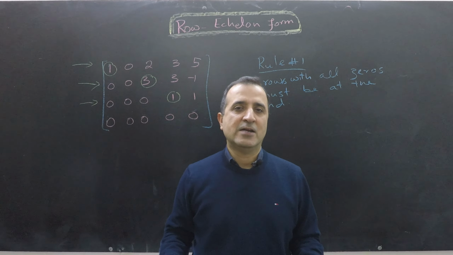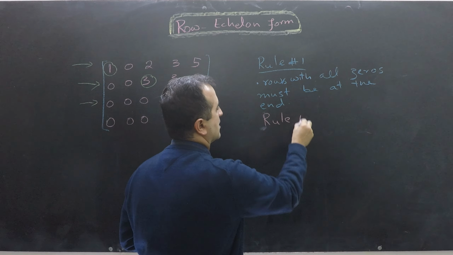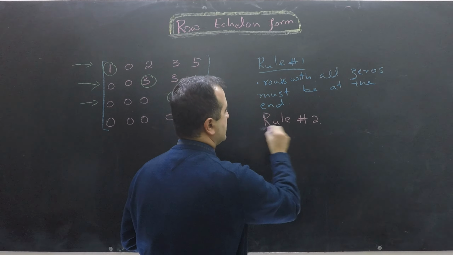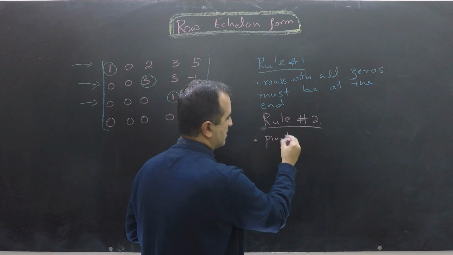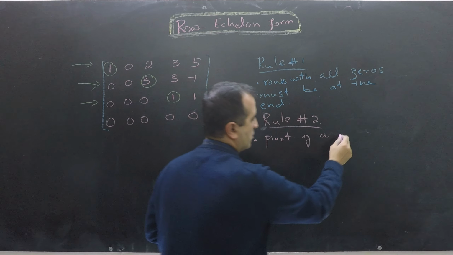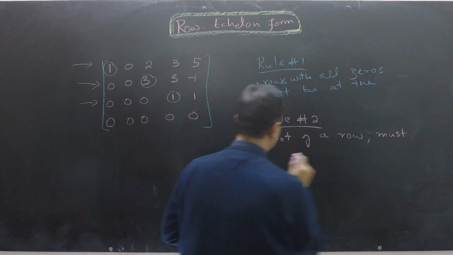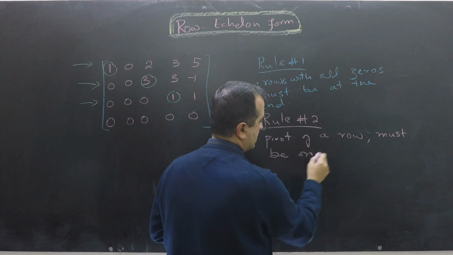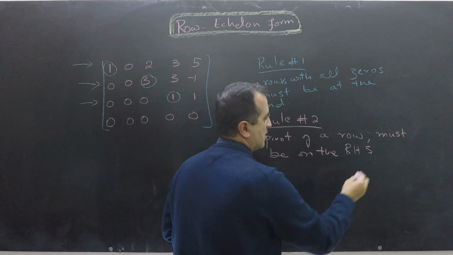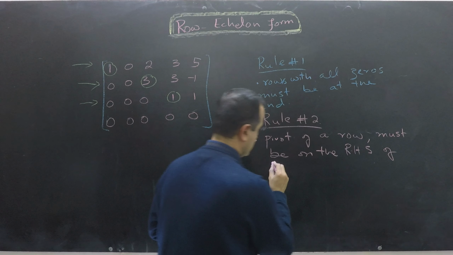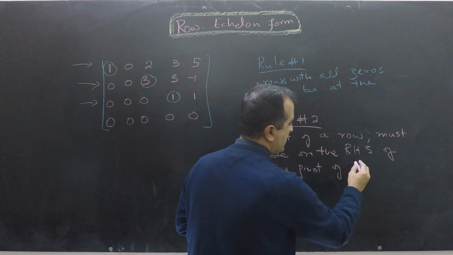So now let's write that rule out. So rule number 2, which is regarding pivot, is that the pivot of a row must be on the right hand side of the pivot of the previous row.